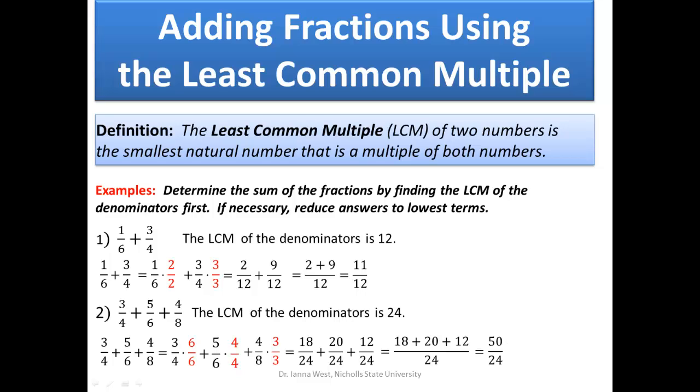Now we can add the numerators and carry over the common denominator. We get 50 over 24. This is our answer, but it is not in lowest terms. In order to put this answer in lowest terms, we reduce the fraction. We can see that 2 will divide evenly into both 50 and 24. So we can write 50 as 25 times 2, and we can write 24 as 12 times 2. Canceling the 2's gives us the reduced fraction 25 over 12 as our final sum.